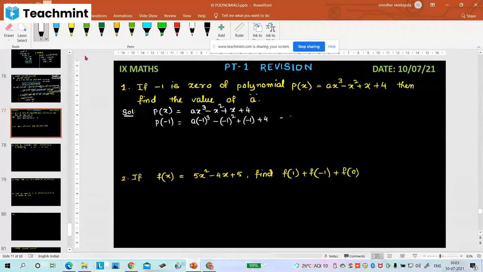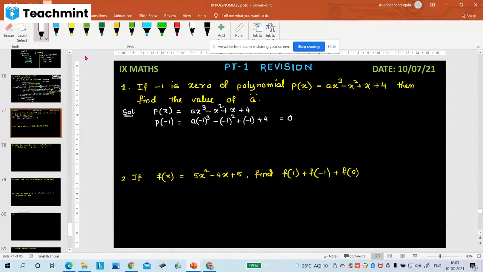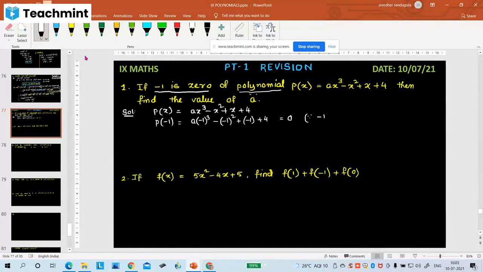Why do we have to take that equal to 0? Because in the place of x we are substituting minus 1, and moreover it is already given that minus 1 is a zero of the polynomial. So you have to mention, if you want, in the bracket: because minus 1 is the zero of p of x. What is the meaning of p of x, children? Polynomial in x terms. Okay.